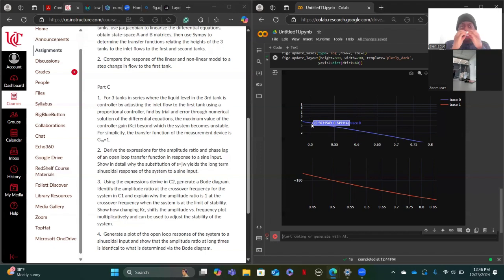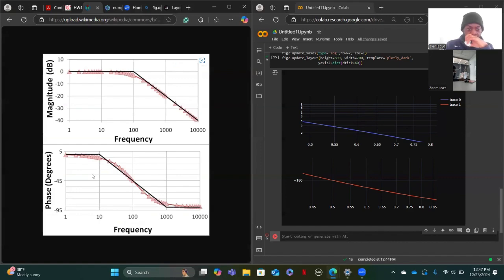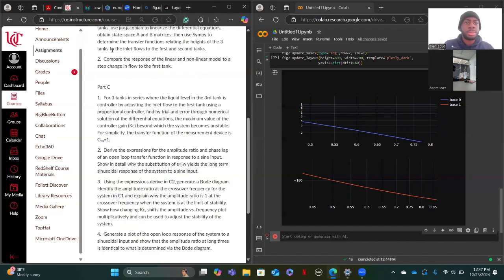Theoretically, it should be at 1. It's not a good example at all. But our crossover frequency should be at 1. It really just depends on where the 180 changes, where our phase lag goes past 180.